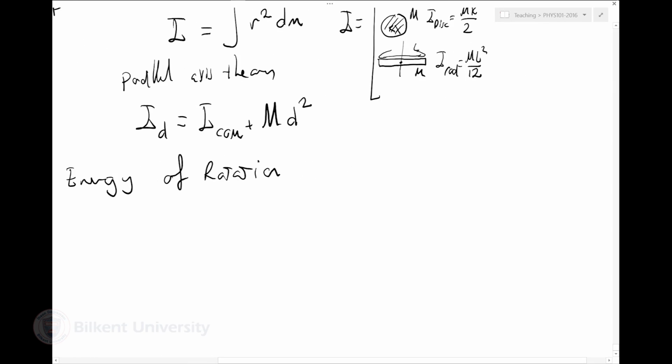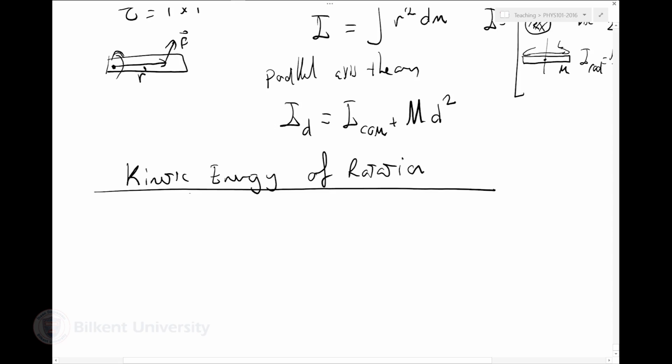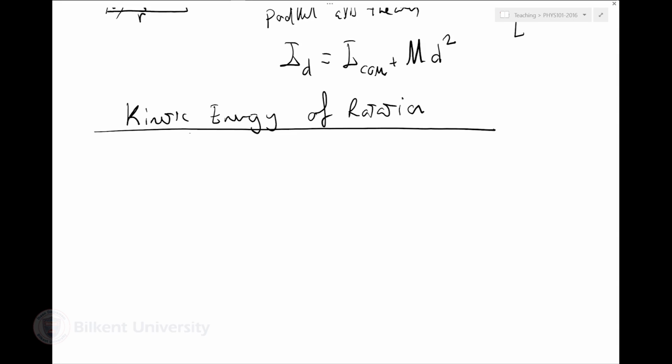Now, what do you think would be the kinetic energy of an object rotating with angular velocity omega? Kinetic energy for linear motion was 1/2 m v square. Then kinetic energy of rotation would be 1/2, instead of m, I would have I, and instead of v, I would have omega: 1/2 I omega square.